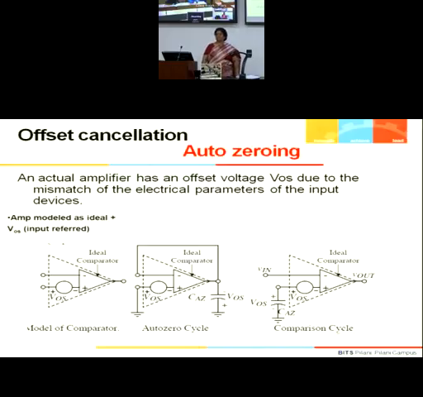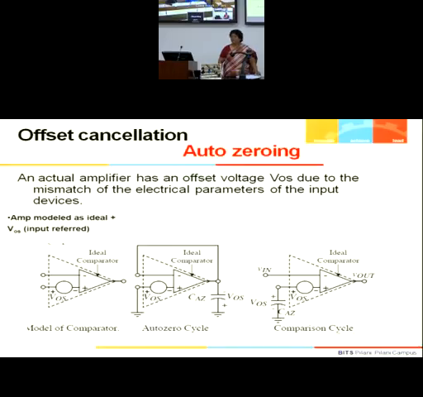Now we come to the third parameter, offset, because offset can affect your resolution once again. Offset can also cause the resolution to degrade. I want a very good resolution. What is the resolution? The minimum voltage difference that can be sensed by the comparator. I want it to be as low as possible. But if offset is there, it can cause the minimum V in to be large.